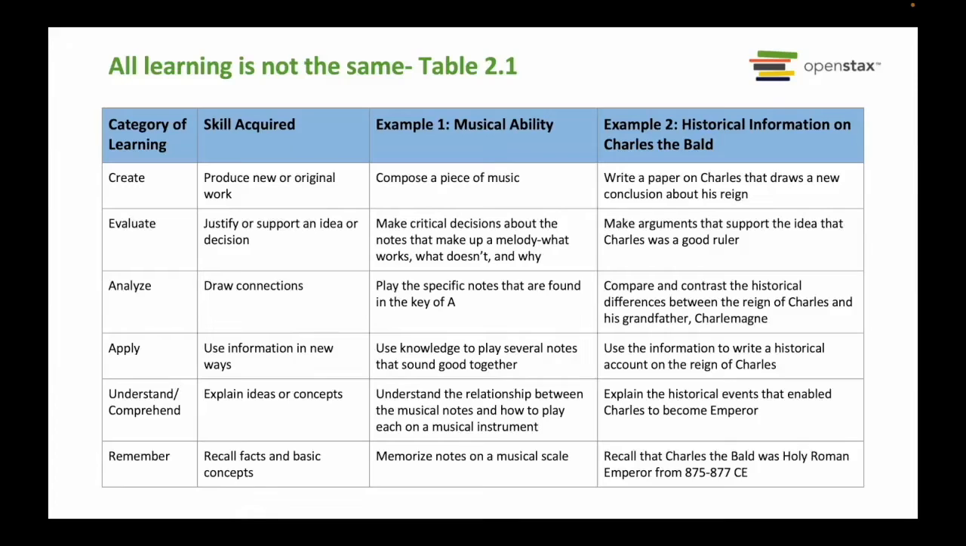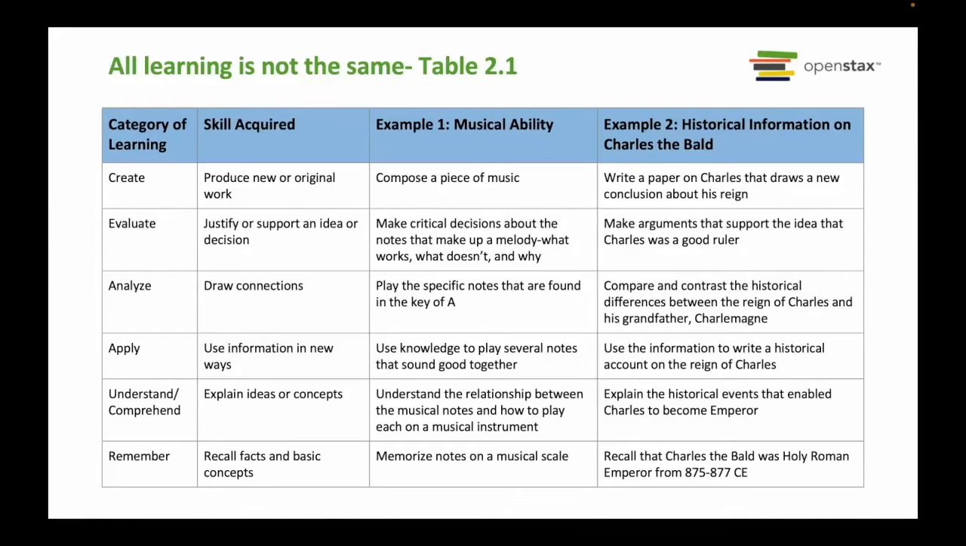So first category, create. Skill acquired, produce new or original work. Example 1 includes compose a piece of music. Example 2, write a paper on Charles that draws a new conclusion about his reign. Category of learning, evaluate. Skill acquired, justify or support an idea or decision. First example, make critical decisions about the notes that make up a melody, what works, what doesn't, and why. Example 2, make arguments that support the idea that Charles was a good ruler.